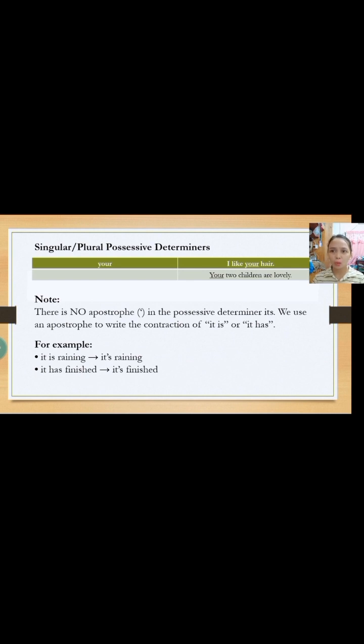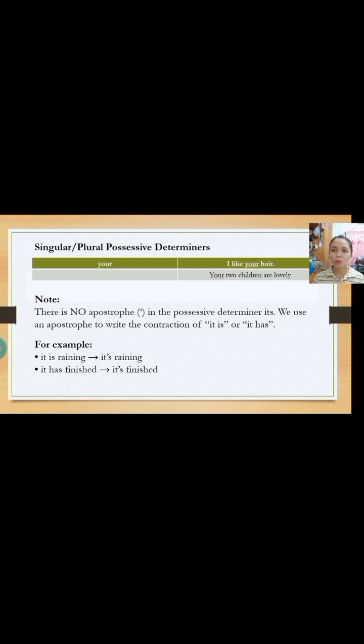For the singular or plural possessive determiners is the word your. I like your hair. Your here is the possessive pronoun determiner because it refers to the noun hair. Your two children are lovely. Your also is the possessive pronoun determiner here, and this refers to the noun children. And also the word two refers to the noun children.